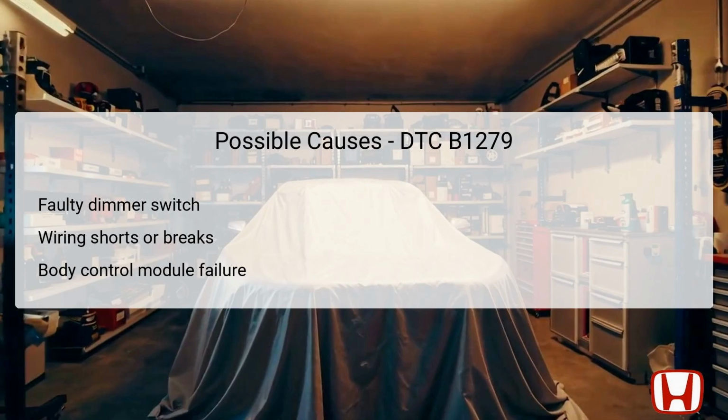Lastly, a malfunctioning body control module could also cause DTC B1279. The BCM acts like the brain of the vehicle's lighting system, and any errors here could result in compromised lighting functionality. Addressing these factors in your troubleshooting will help pinpoint the problem's true nature.